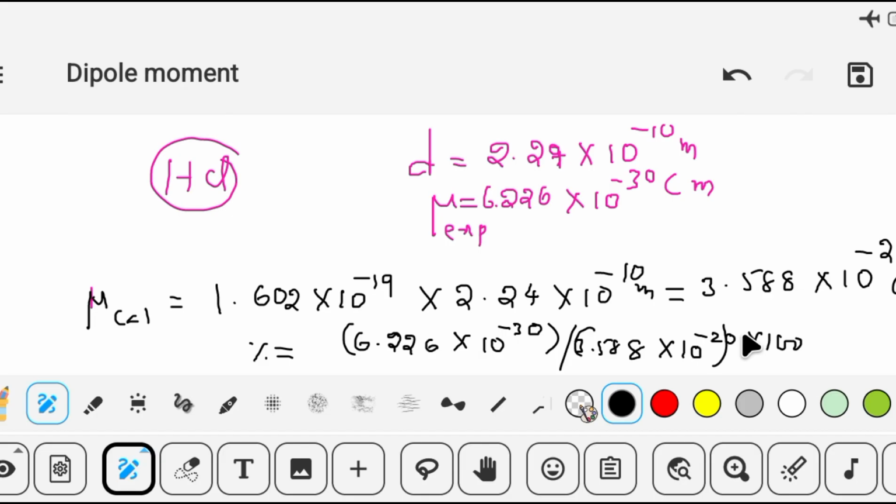Then what is the calculation answer, I will tell. 6.226 divided by 3.588 and multiplied by 100, we get the answer around 17.35. So the answer is 17.3% for this question. Thank you.